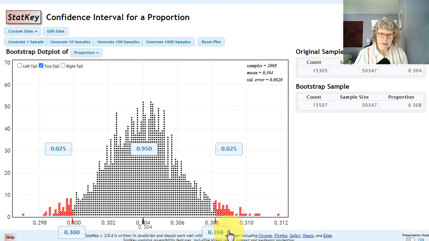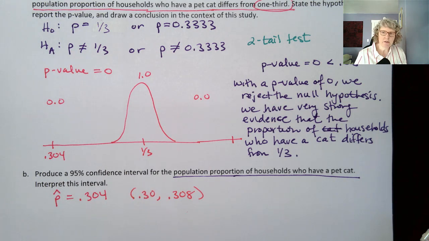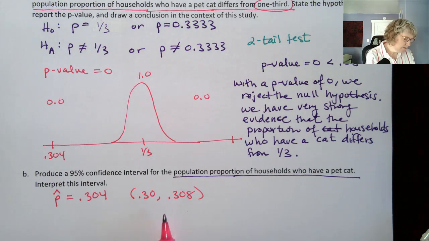So we got 30 to 30.8%. Okay, so let me go ahead and write that interval down. Okay, put that on my paper. So we got 30 to 30.8%, and notice our 0.304 is right in the middle. It should be roughly symmetric, and it's right in the middle there.